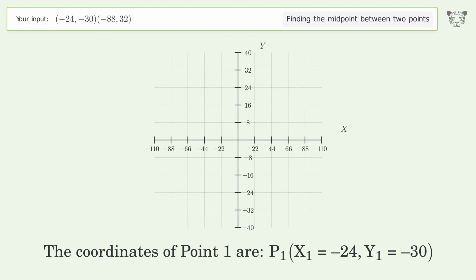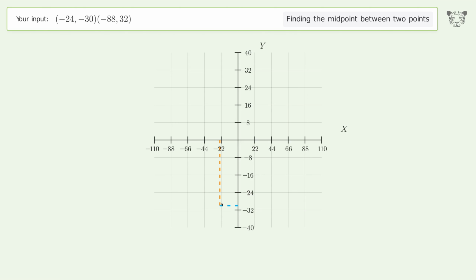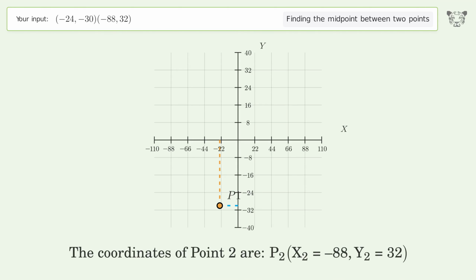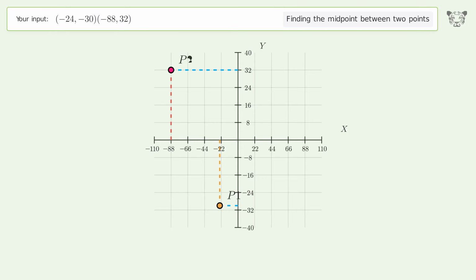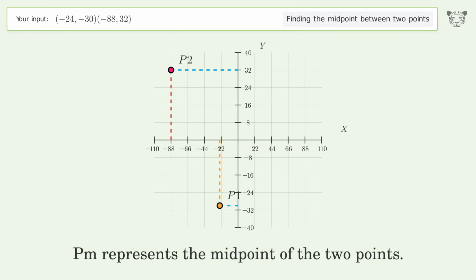The coordinates of point 1 are, x1 equals -24, y1 equals -30. The coordinates of point 2 are, x2 equals -88, y2 equals 32. PM represents the midpoint of the 2 points.